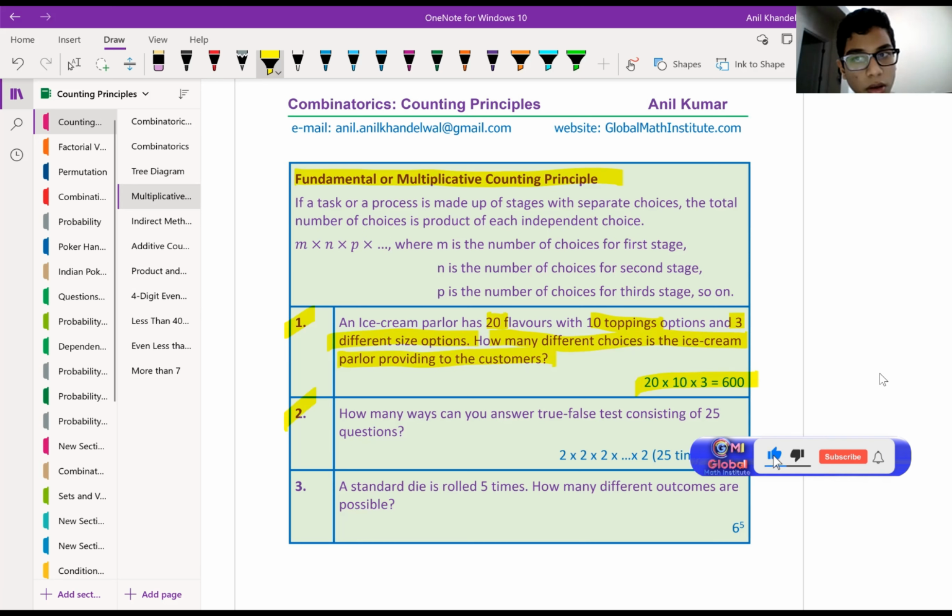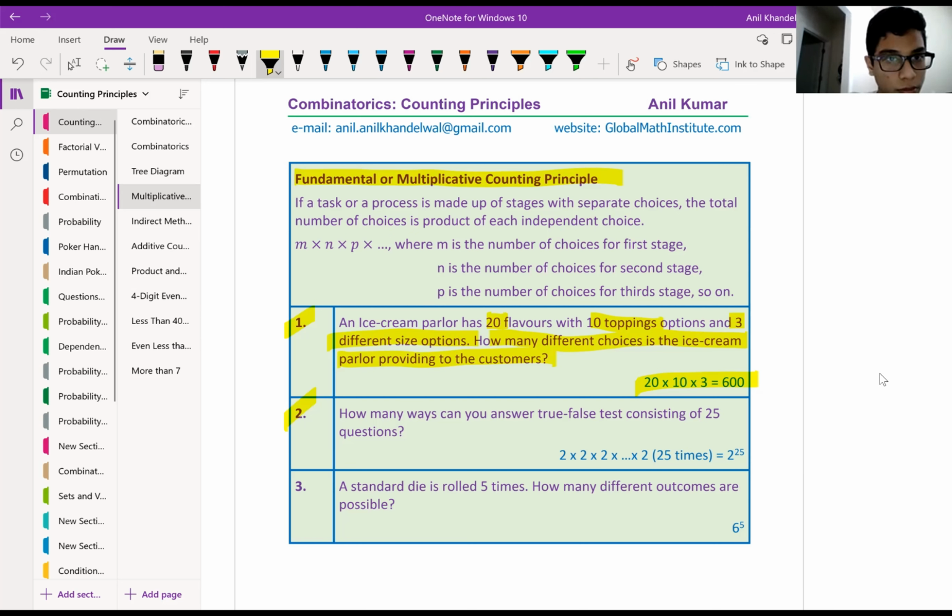Slightly tricky. So there are 25 questions. For each question, you could say either true or false. You have 2 choices. Do you get the idea? So for every question, there is a choice. Let's look at it like this. These are my 25 questions. Question 1, question 2, question 3, and so on till question 25.